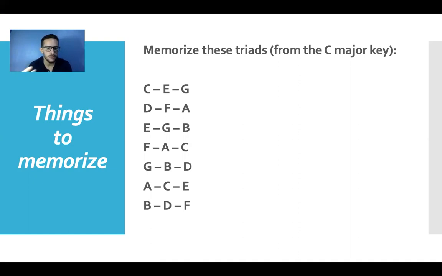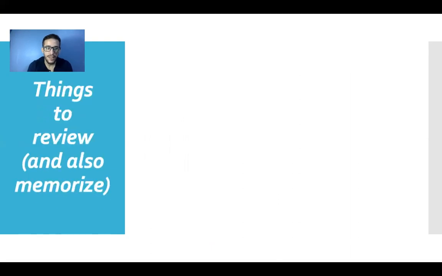CEG, DFA, EGB, FAC, GBD, ACE, BDF. Learn all those, memorize all those 7. Why? You will see it, but not yet. So memorize this. Next, things to review and also memorize.